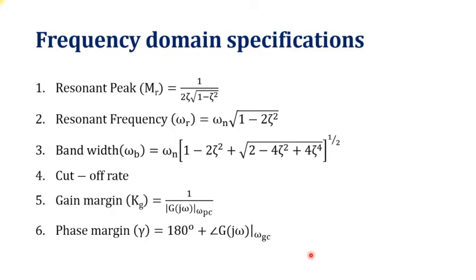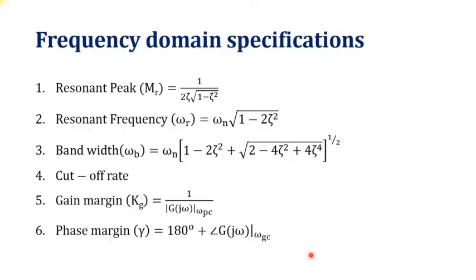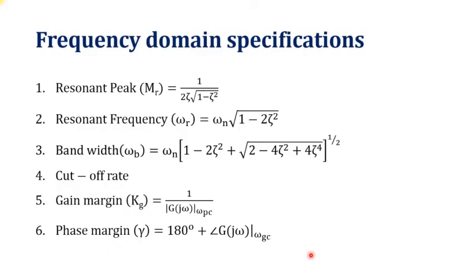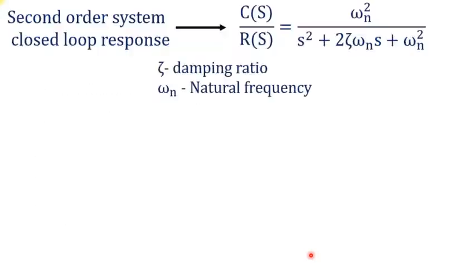A system can be controlled in closed loop operation either with the help of time response parameters or frequency response parameters. What is the relationship between the time domain specifications and frequency domain specifications? This is a very important topic to be discussed: the relation between the time domain specification and frequency domain specification.